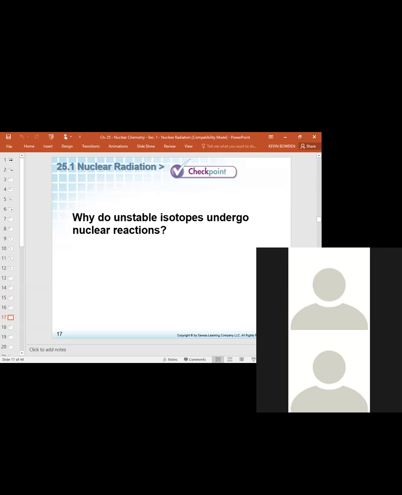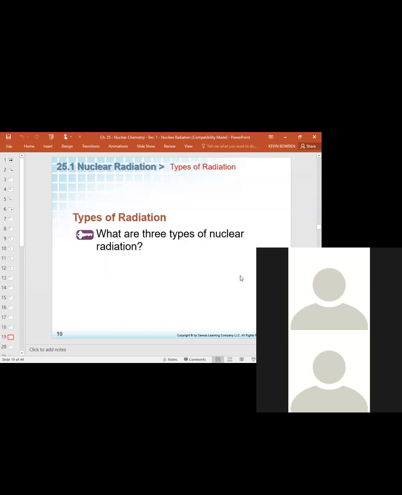So why do they do this? Well, so that they can become stable. Reactions are always happening, whether they are electric, with the electrons, or they are nuclear. They usually go in an equilibrium back and forth, but you don't go from stable to unstable. So they just seem to happen in one direction for the nucleus. And we will start there with the types of radiation tomorrow.